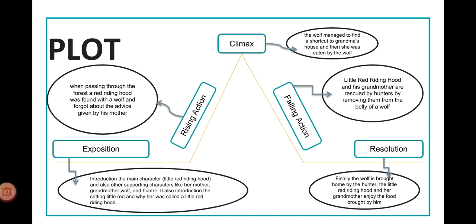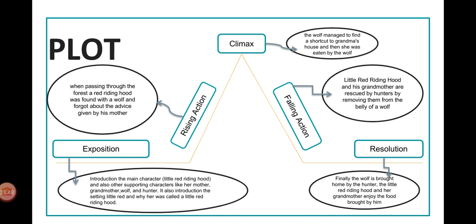Okay, the first is exposition. Exposition in this story is introduction, the main character, Little Red Riding Hood, and also other supporting characters like her mother, grandmother, wolf, and hunter. It also introduces the setting and why she was called Little Red Riding Hood.